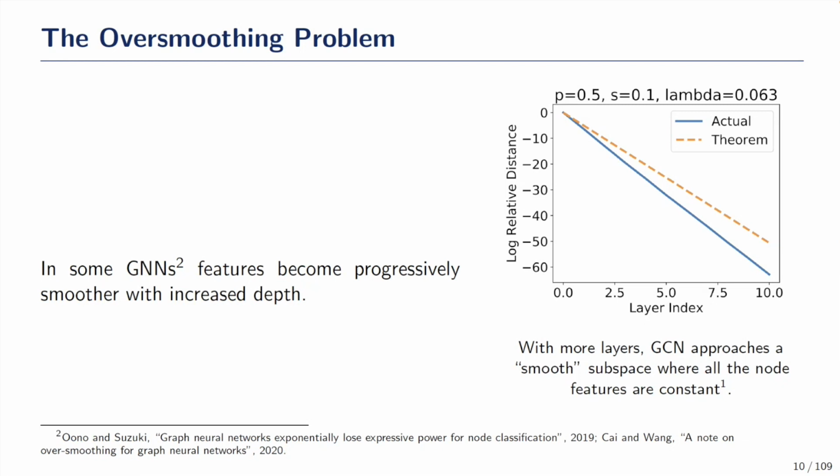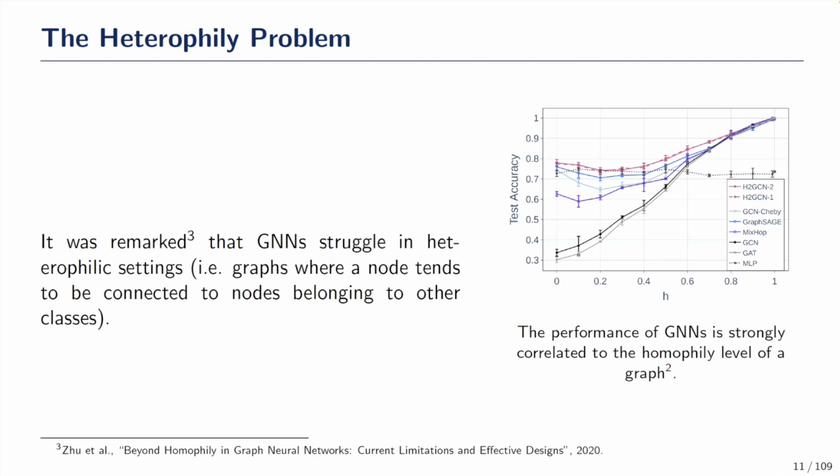This is a plot from a paper where they show how at each layer the features approach, so this is a distance from the subspace where the features are constant, let's say, on each connected component. This is the sort of thing we looked at in the previous talk as well. Basically everything becomes smoother. That's what that plot is meant to show. Now, another related problem that we'll see is the heterophily problem. Here, this is more universal, whereas the previous problem is more specific to certain architectures.